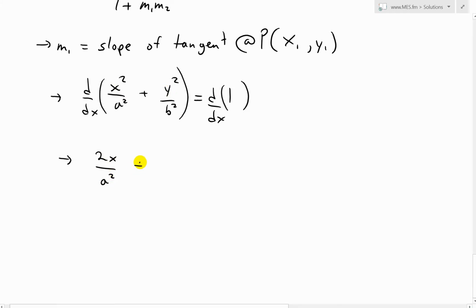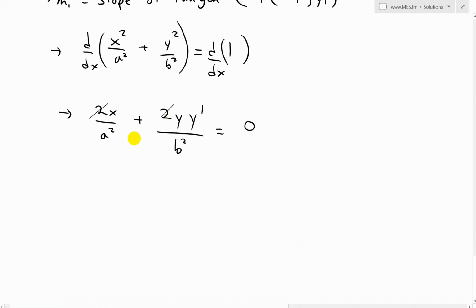And then this one here, we're going to get a 2y, and then the derivative of y is y prime using chain rule, over this b squared, and this one is just a constant, derivative is a 0. So now we have that. We could cancel the 2's, divide 2's both sides, move this over to that side. What we get is y prime over b squared y squared equals a negative x over a squared, like that.